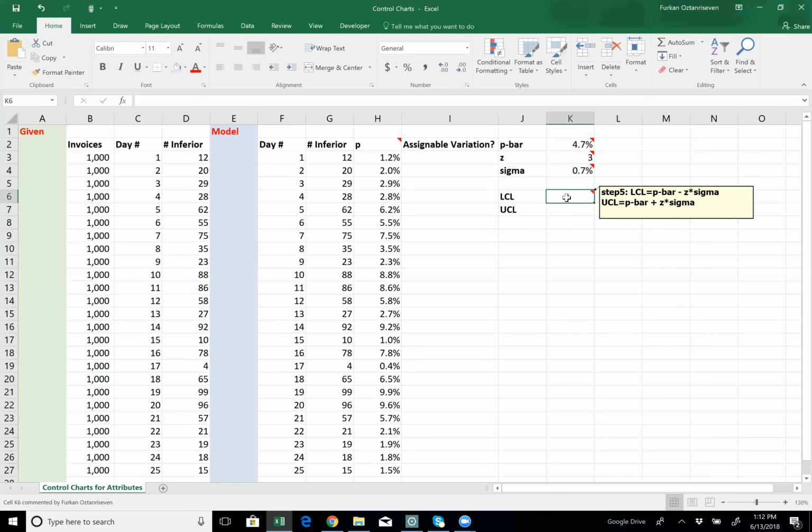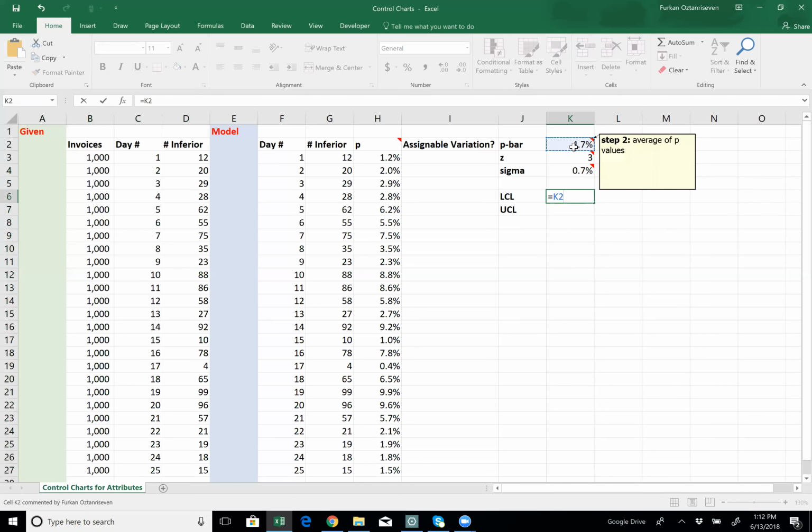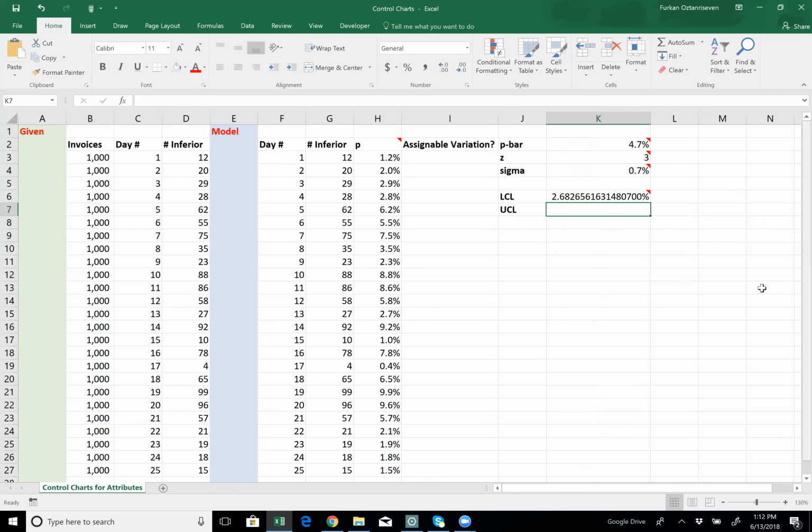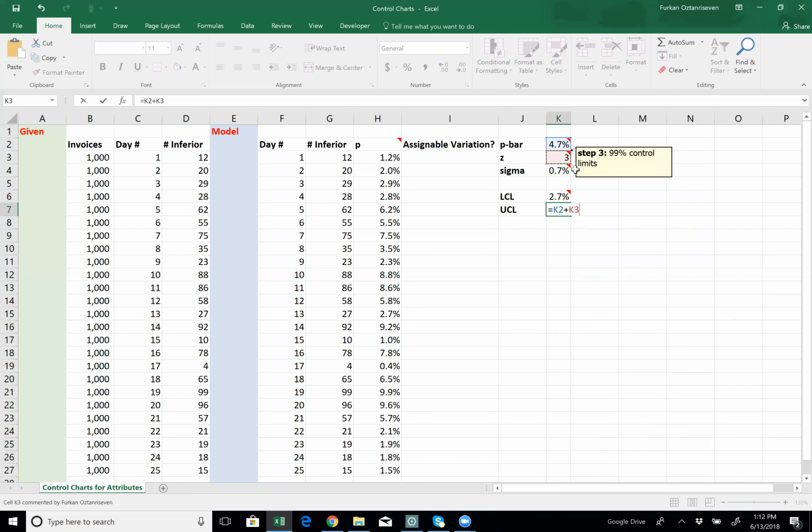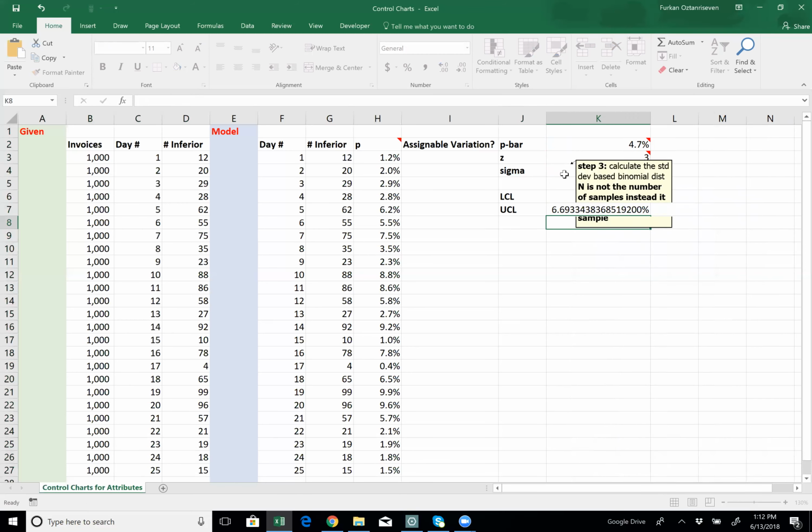Let's calculate my lower control limit. So lower control limit here is P bar minus Z times the standard deviation. All right, so that's my lower control limit. Perfect. Now let's calculate our upper control limit. Again, P bar, this time plus Z score times sigma. This is your upper control limit.